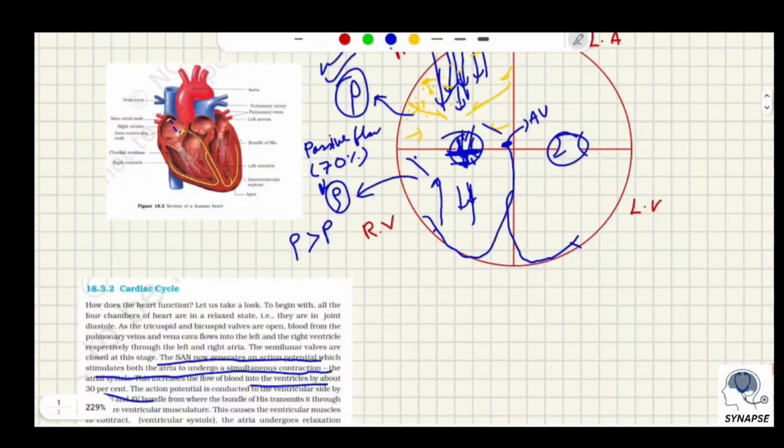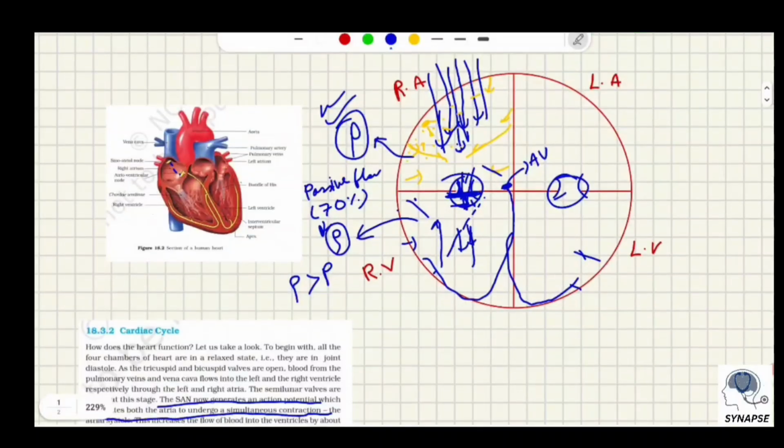Now, as the impulse has reached the AV bundle and through the bundle of His the contractional stimulus has reached these places, the ventricle will undergo simultaneous contraction, and this blood will be ejected through the pulmonary artery to the lungs.